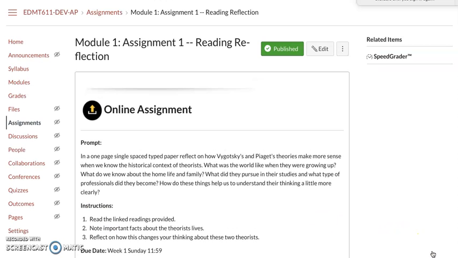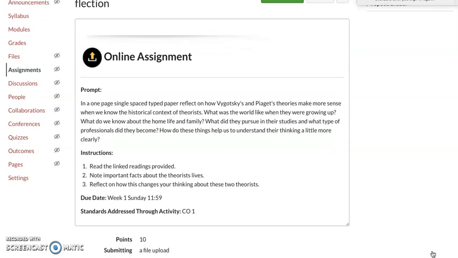I'm going to push next to go to our first reading reflection assignment. So for this, you're going to type up a one-page single-spaced paper. It can be longer if you want to, but roughly that length. And you're going to reflect on how Vygotsky and Piaget's theories make more sense when we know the historical context of these two men. And I want you just to kind of reflect on that.